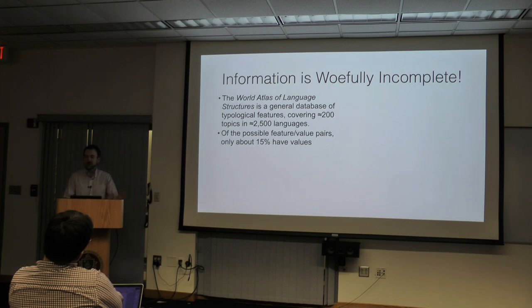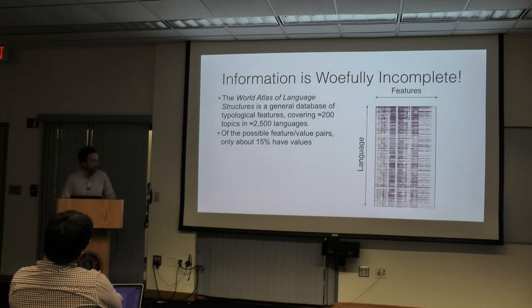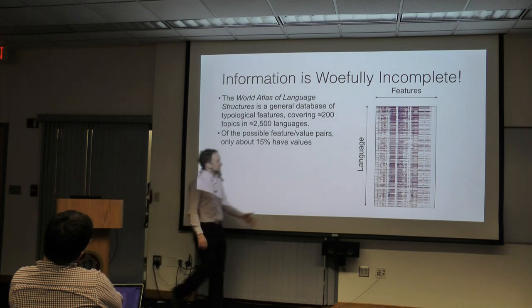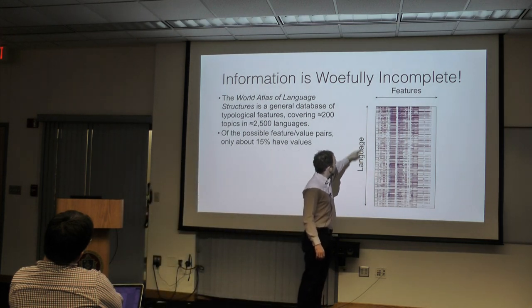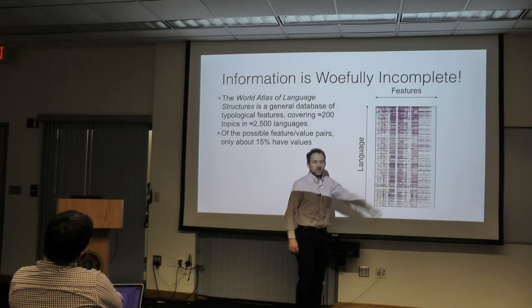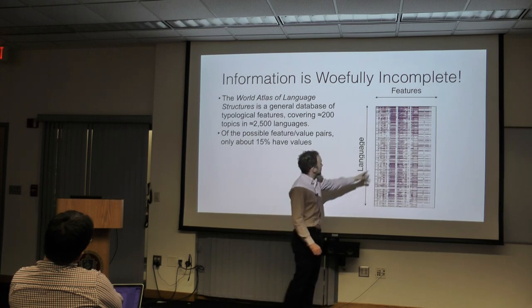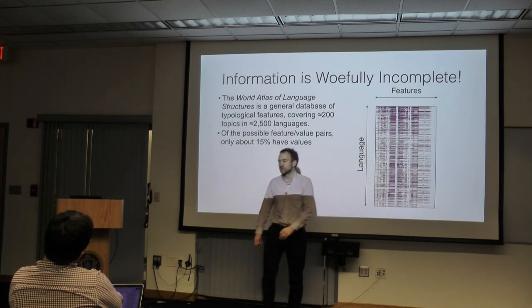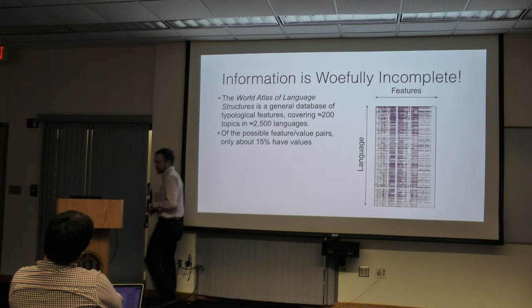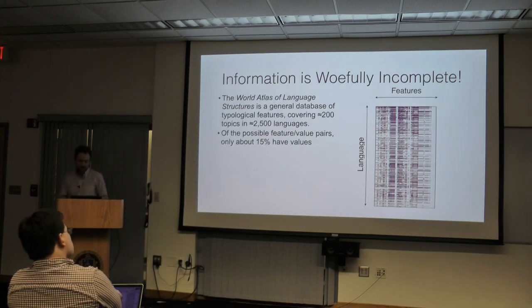This is like an incomplete label problem. So what we have is something that looks like this. We have this matrix where the rows are the languages and the columns are the values that we have, and the white ones are the ones that are missing. So there are all these languages where we don't know the features of them.